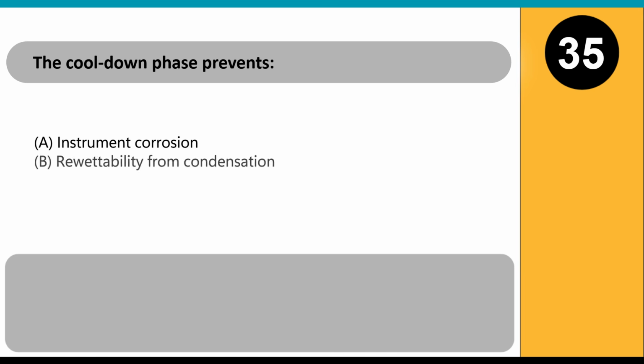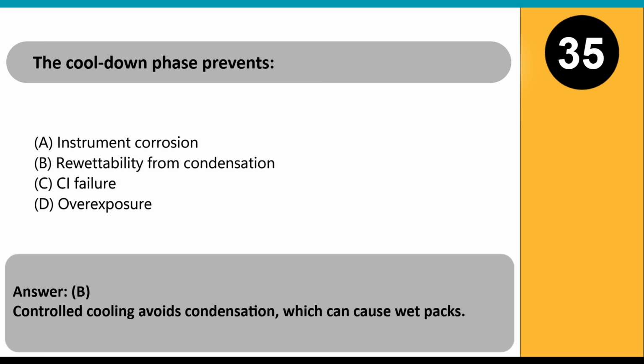The cool-down phase prevents A. Instrument corrosion, B. Rewetting from condensation, C. CI failure, D. Overexposure. Answer: B. Controlled cooling avoids condensation, which can cause wet packs.